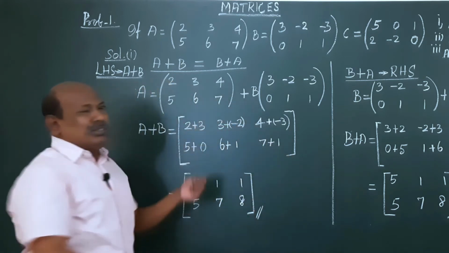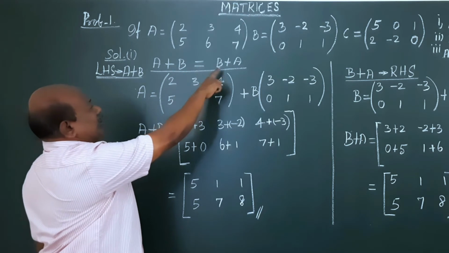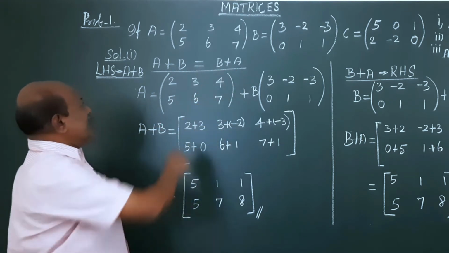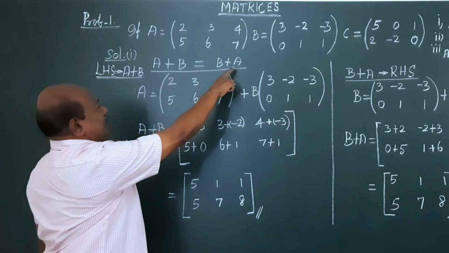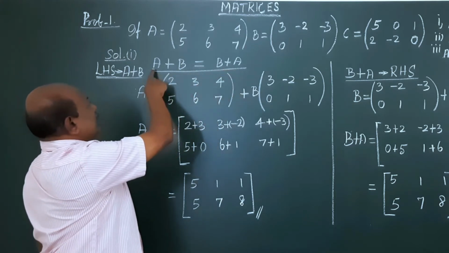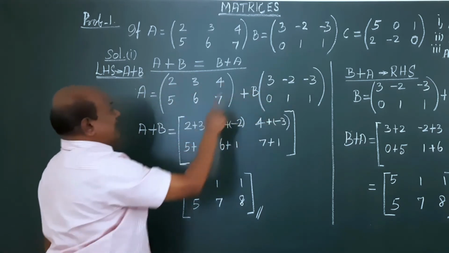First, we go to work out A plus B equals B plus A. Here, A plus B equals B plus A means we should write first the A matrix, then the B matrix.